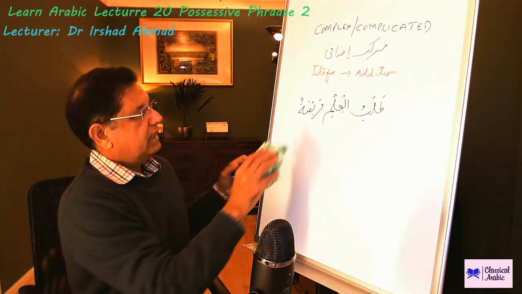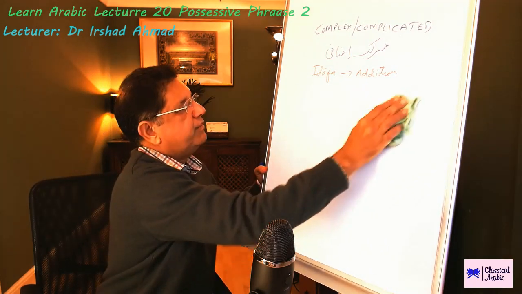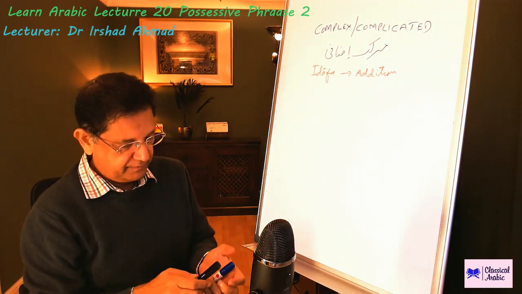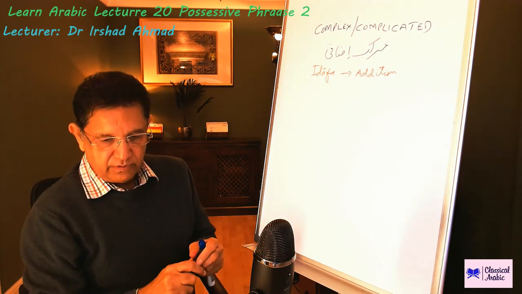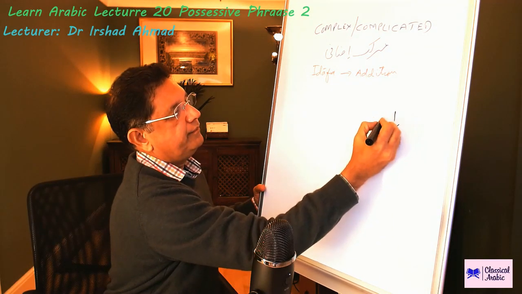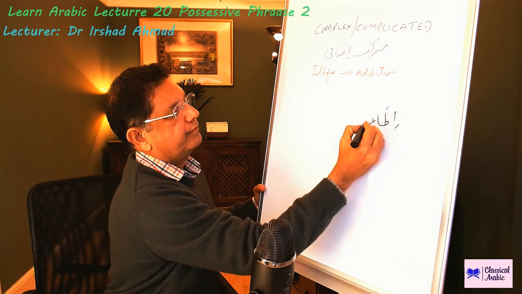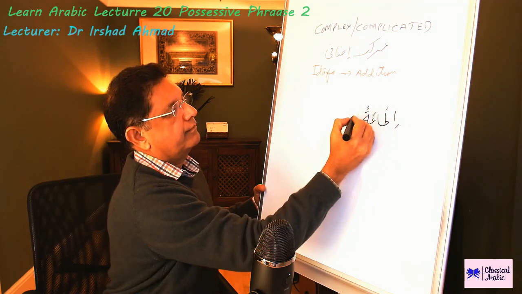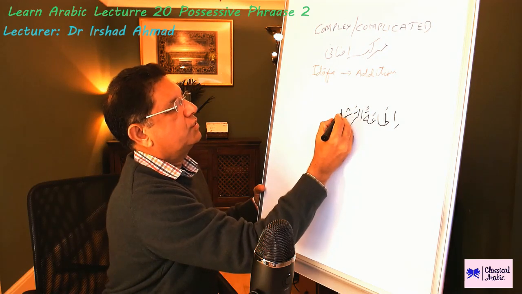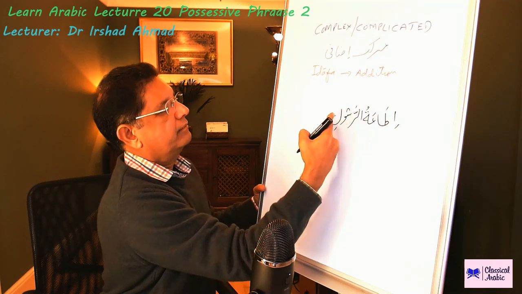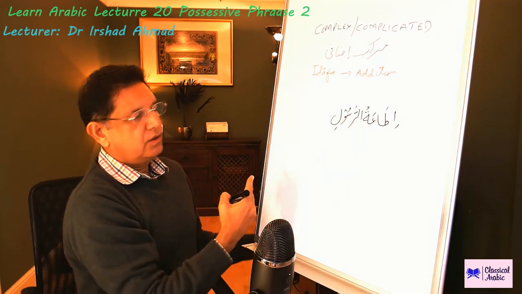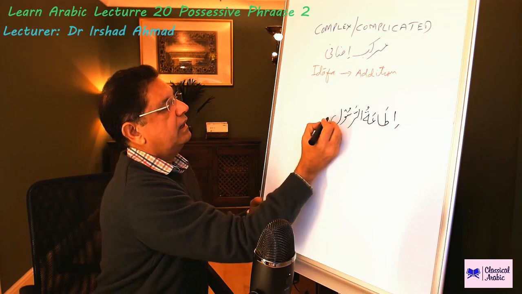Let's look at an example in which both Mubtada and Khabar are Murakkab Idafi. And we are all familiar with this as well. Ita'atur Rasuli Ita'atullahi.